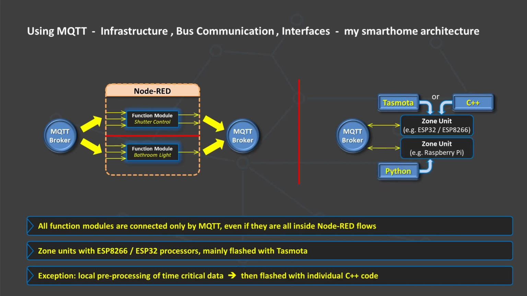Raspberries are also in use as zone units, mainly to work as local gateways. In there, I run only Python scripts. Whenever OneWire, Modbus or CAN are used as physical connections, then I integrate the corresponding gateways in those Raspberries. In any case, the only logical connection is always the MQTT broker.